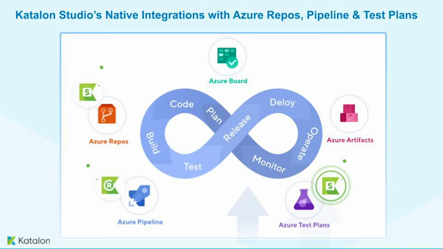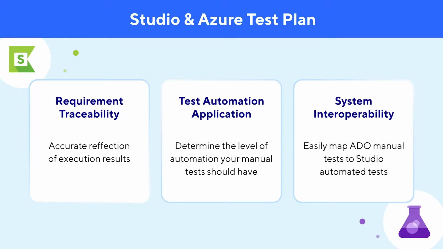The third one is with Azure Test Plans. This comes with a couple of benefits for your team. Number one is requirement traceability. For example, if a manual test case is created in Azure Test Plans, which is later linked to an automated test script in Katalon Studio, we want to make sure that the results of the execution will automatically reflect in the test case outcome of Azure Test Plans.